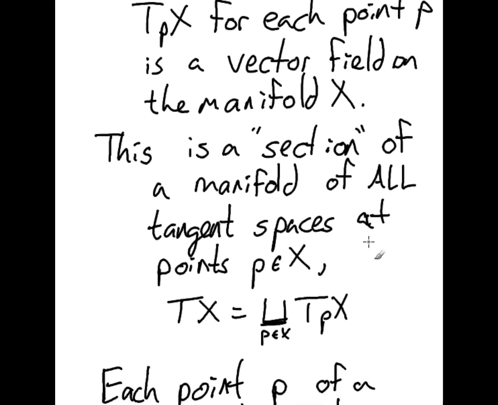This is a section of the manifold that consists of all of the tangent spaces across all of the points in the manifold, the disjoint union of all of the tangent spaces. A section being a choice of just one of these vectors for each p. And again, ideally it would be continuous so that we could have a continuous vector field.